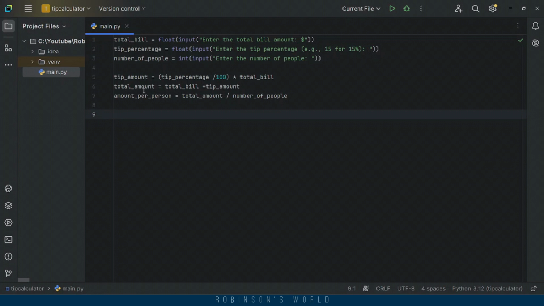In these three lines, we calculate the tip amount by multiplying the total bill by the tip percentage divided by 100. We then add the tip amount to the total bill to get the total amount. Finally, we divide the total amount by number of people to find out how much each person should contribute.